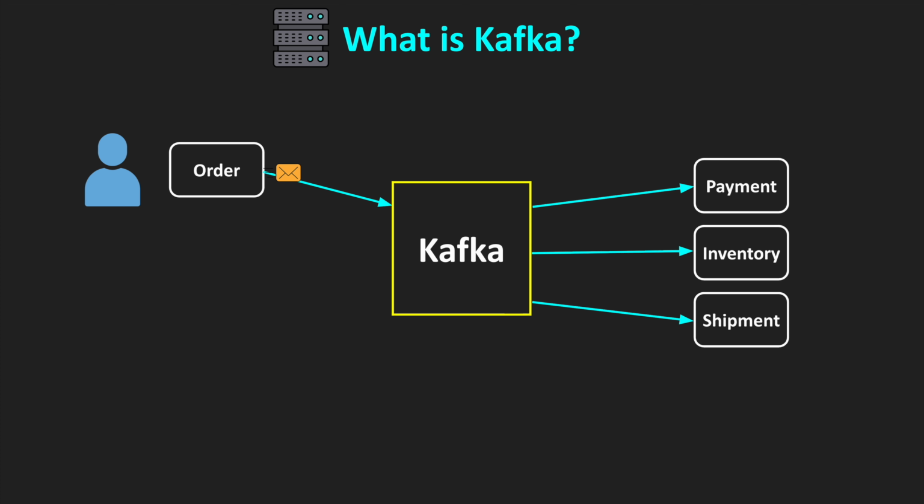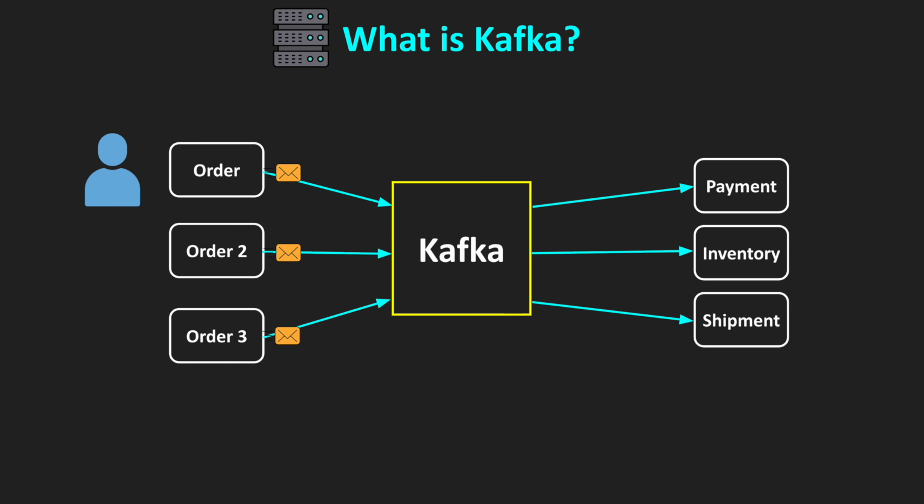So in our case, instead of calling all these services separately, we are publishing messages to Kafka, and from Kafka, all other services that need to process those messages consume those messages, and they process those messages. So in Kafka, we can produce not just from one service, it's many-to-many, which means that many services can produce messages to Kafka, and many services can consume messages from Kafka.